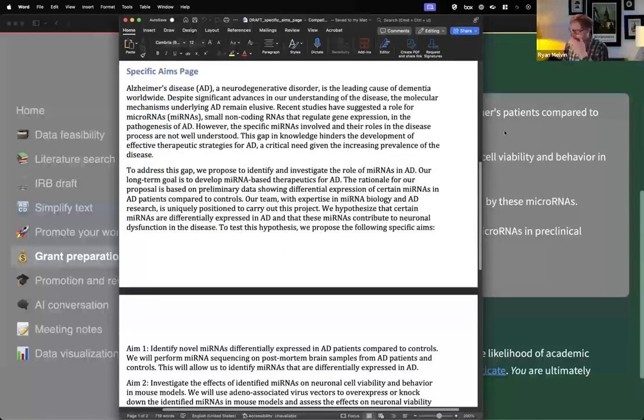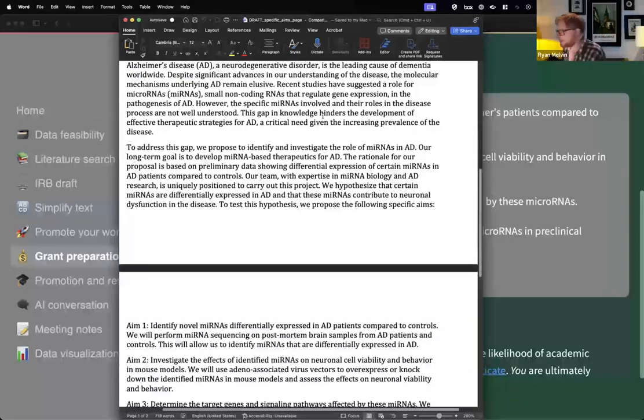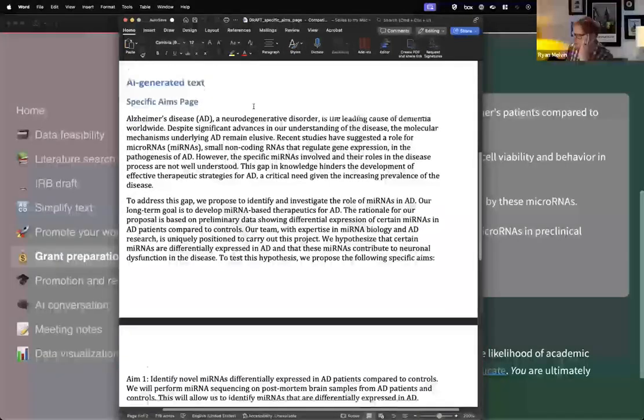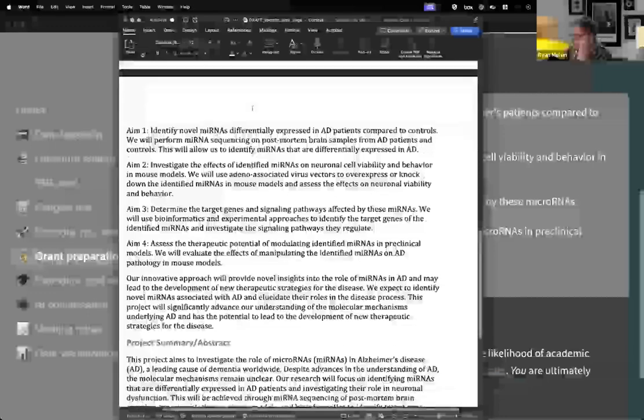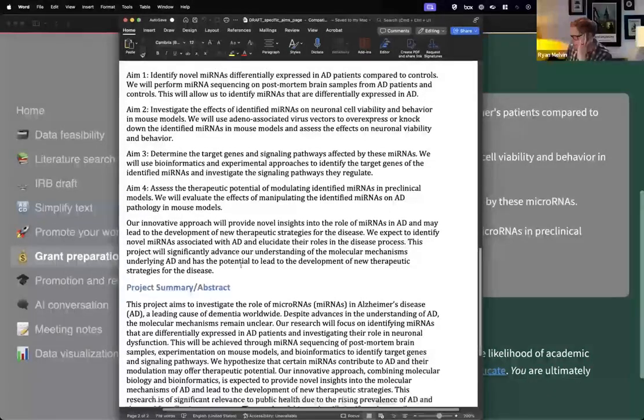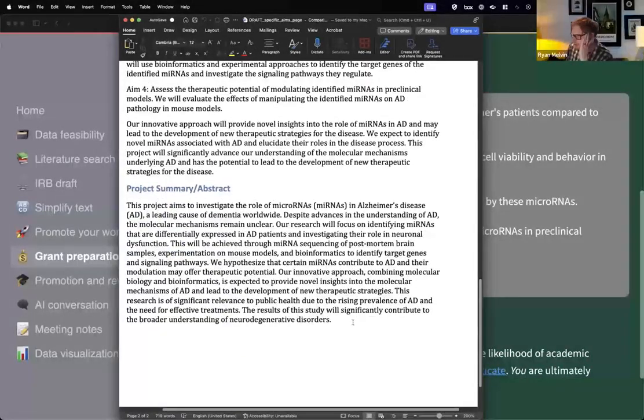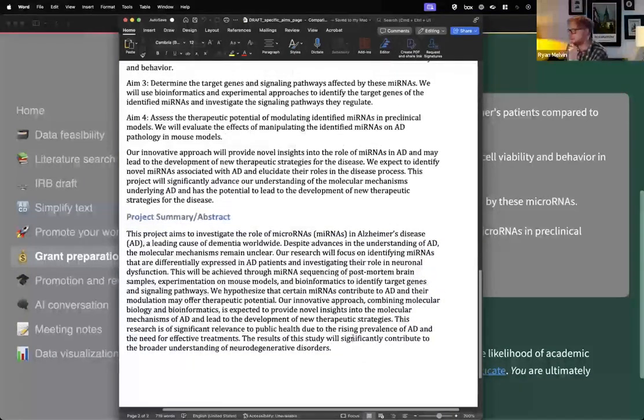But here, my aims were about a made-up microRNA drug that can basically cure Alzheimer's. So this is entirely fake, but this was my made-up specific aims. And you can see it wrote the specific aims page. It tried to write the project summary, although for those of you who have written project summaries, this is too short, so you would have to lengthen this up a bit.